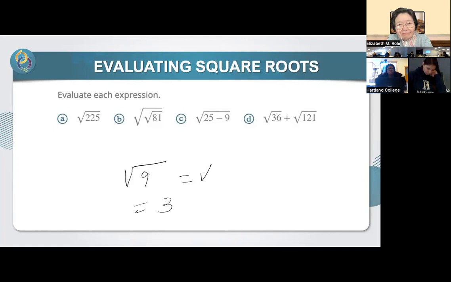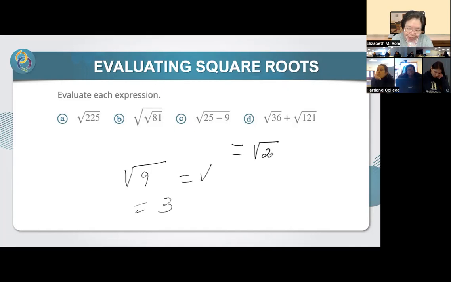25 minus 9 is 16. All right, so please do first whatever is inside the radicand. The square root of 25 minus 9: subtract 25 minus 9 first, and then get the square root. Please take note that that is not the same as the square root of 25 minus the square root of 9. They are not equal.